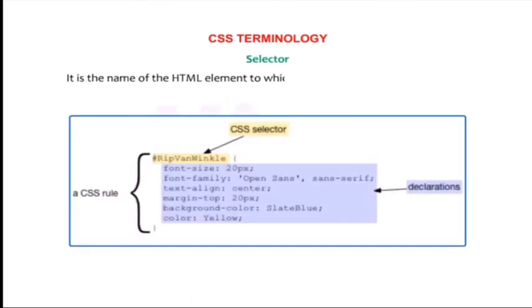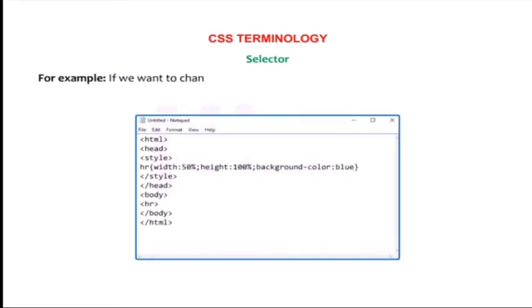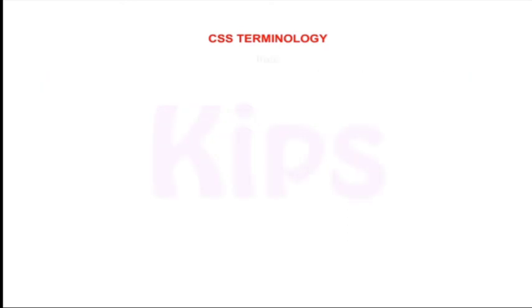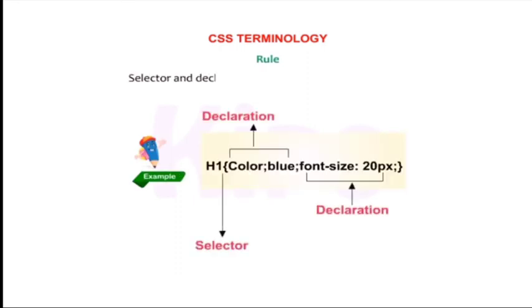Selector. It is the name of the HTML element to which we want to apply the declaration. For example, if we want to change the behavior of the HR element, let us say its width should be 50%, then we should use HR as our selector. Rule. Selector and declaration collectively is known as a rule.